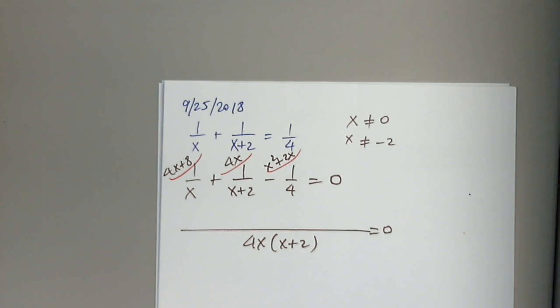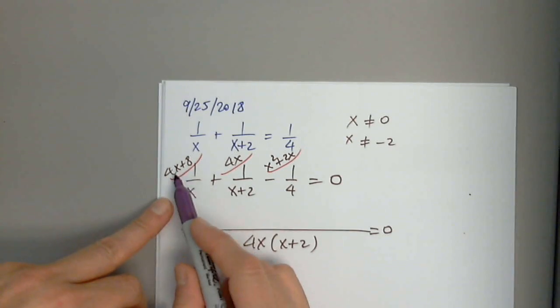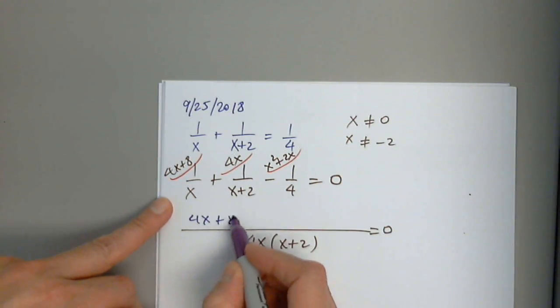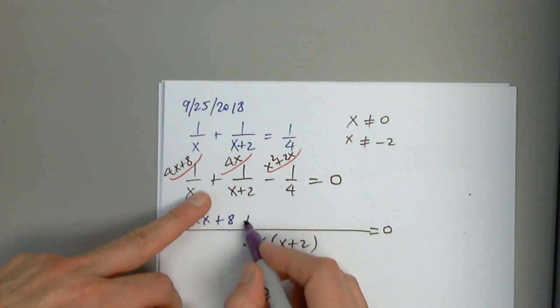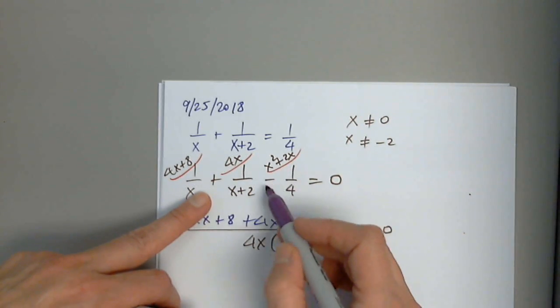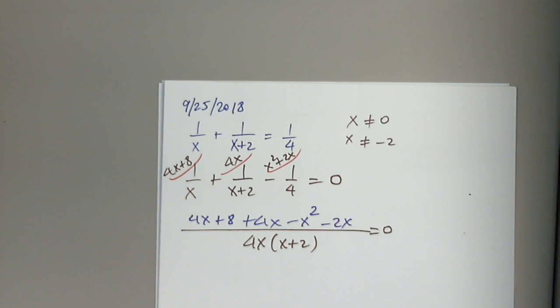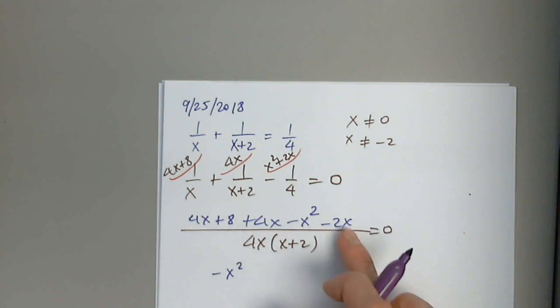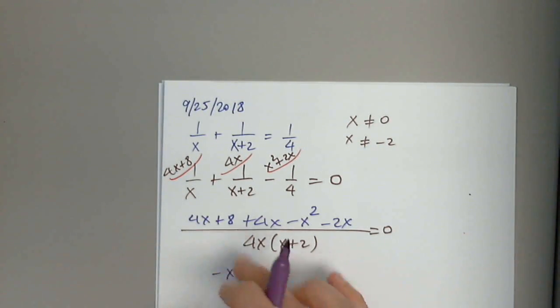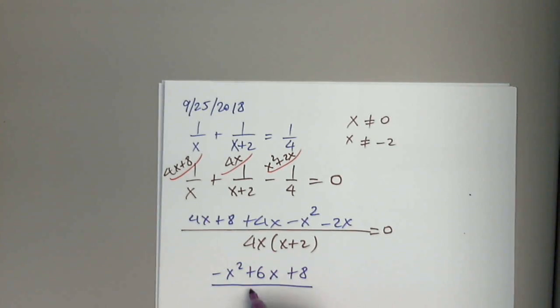Any questions? Okay then. So now the numerator will be this times 1, which is 4x plus 8, plus 1 times this, minus 1 minus 2x, minus x squared minus 2x. So the numerator becomes negative x squared. This is 8 minus 2, which is positive 6x. And this is plus 8, over 4x times x plus 2.